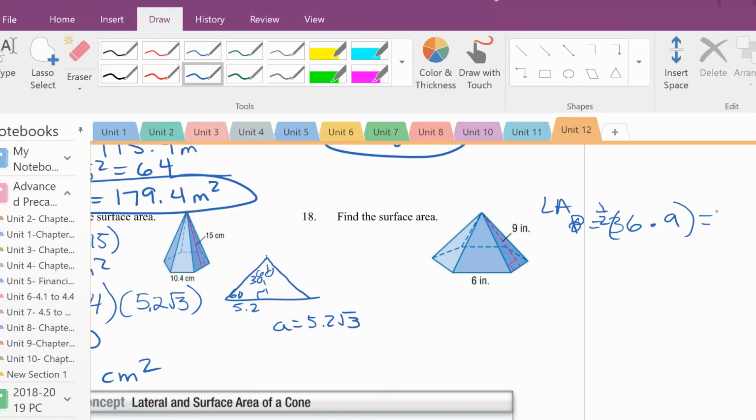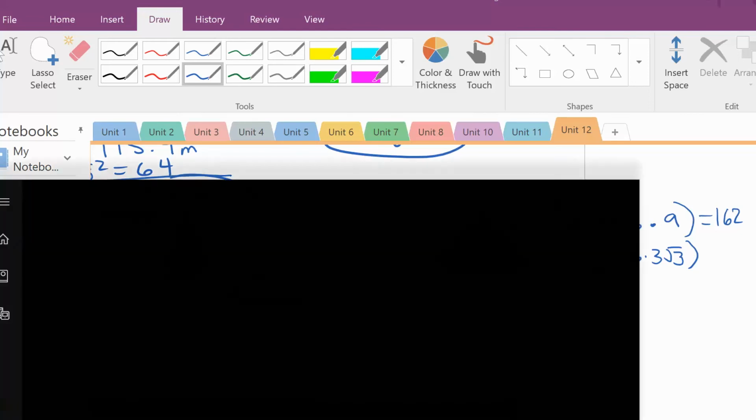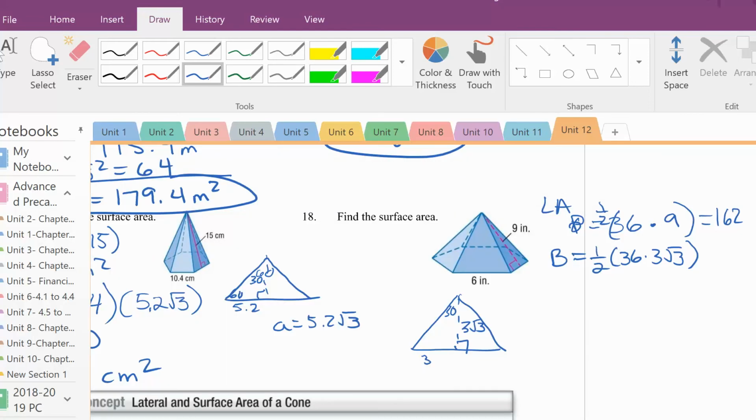So it's 162. Then the area of the base, well, now here's where you have to draw a triangle. And when you draw the height, this part's 3, that's 30. So this is going to be 3 rad 3. So it's going to be 1/2 of the perimeter of the base, which is 36, times the apothem, which is 3 rad 3. So 36 times 3 rad 3 divided by 2 gives you 93.5.